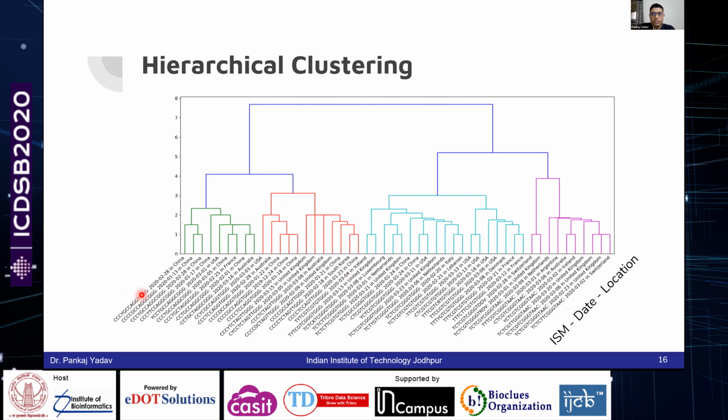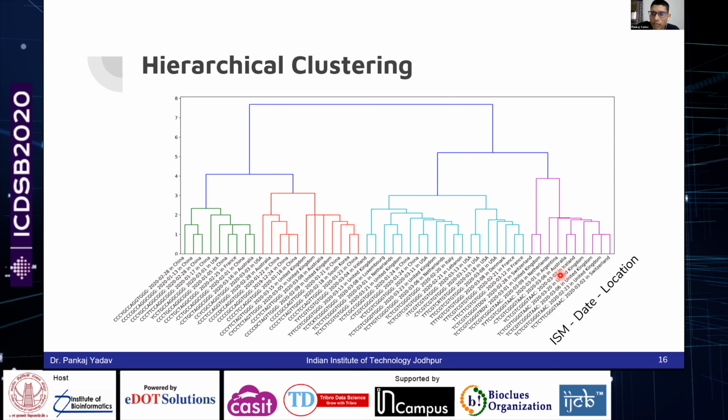As you can see, there are majorly four groups that I have formed: 1, 2, 3, 4. The interesting thing is that in three of them, the three leftmost of these clusters, we see that China is there. With the ISMs, we have also included the date and the country of the position of the sequence. It is quite interesting that China is there in these three clusters, but it is missing in the fourth cluster.